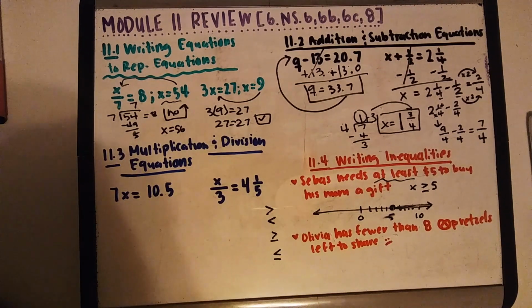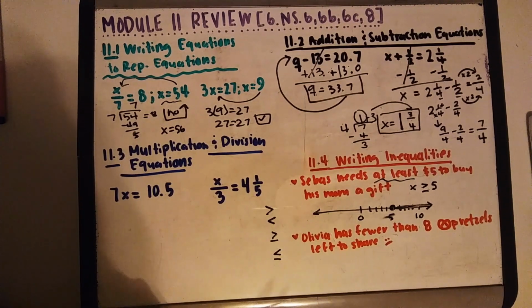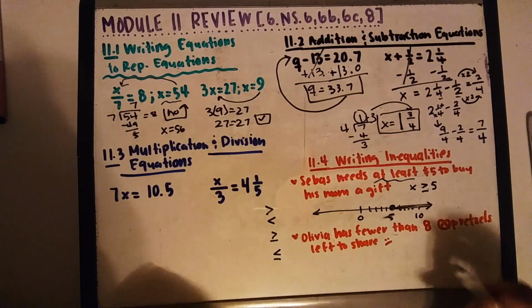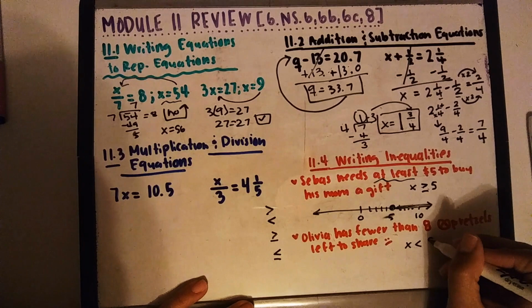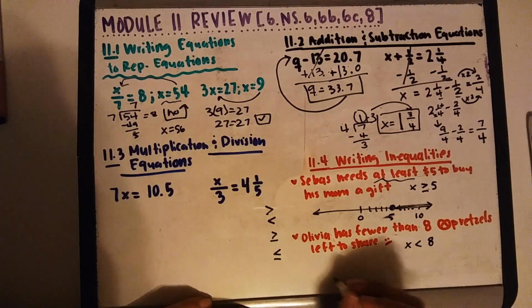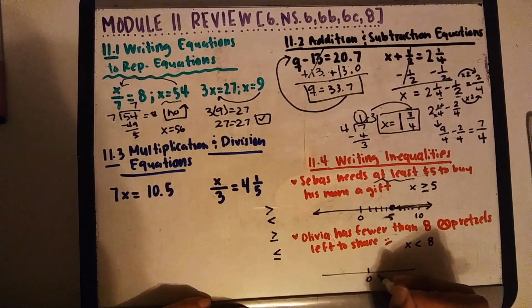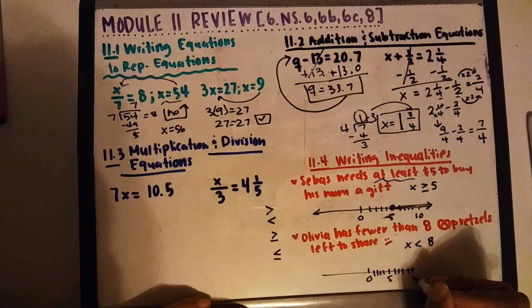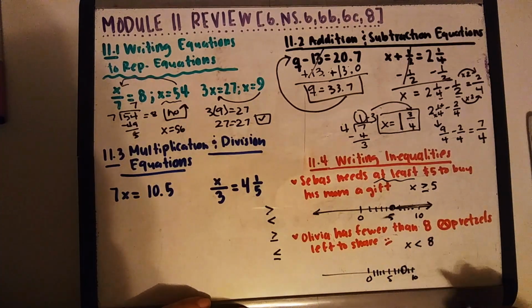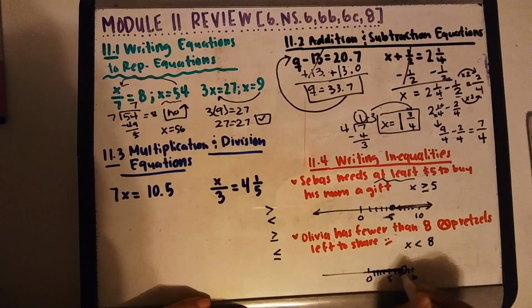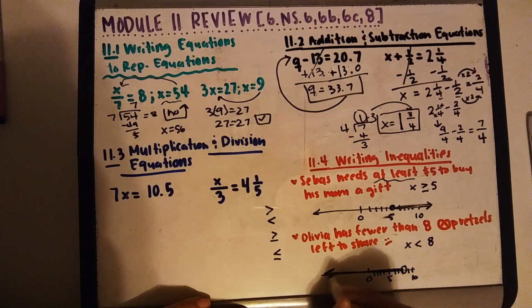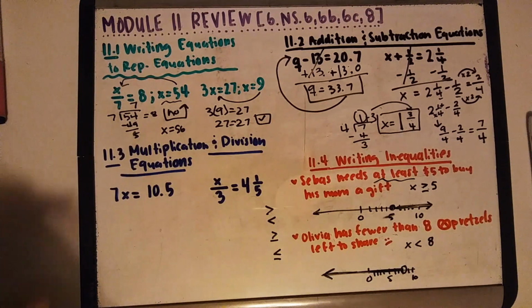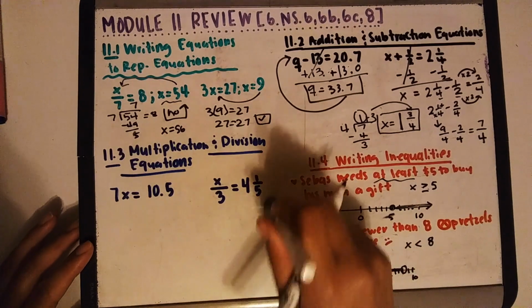This one says Olivia has fewer than 8 pretzels left to share. So fewer means less, so less than, and then 8. So again, when I graph, that's going to be an open circle at 8, and then it's less, and so I'm going to shade to the left because numbers to the left on the number line get smaller. Okay, let's come to this one.